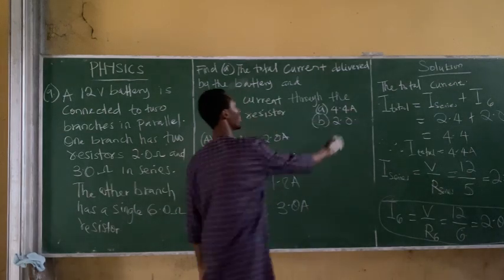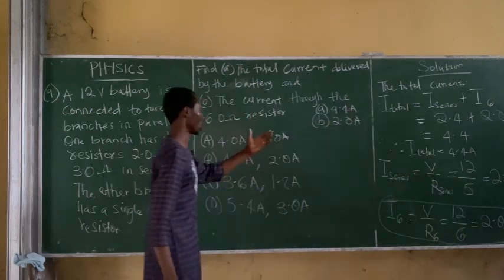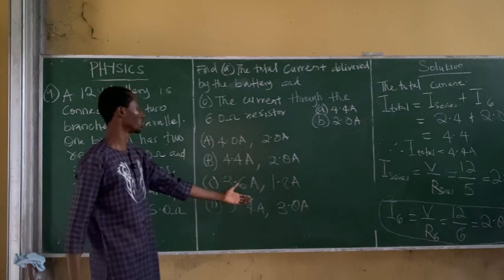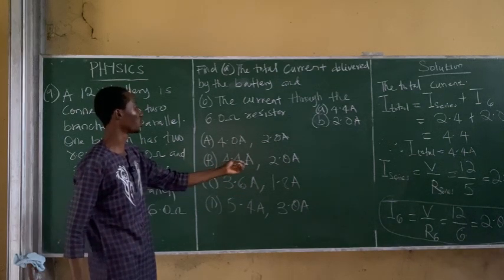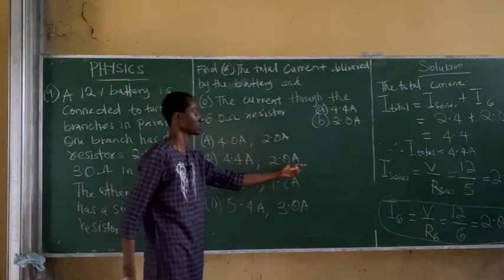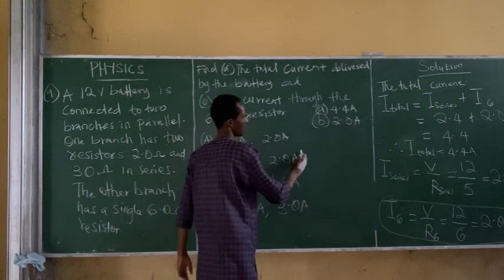Now let's come to this question and choose the correct option. The correct option is option B, 4.4 amps and 2.0 amps. So this is our correct answer.